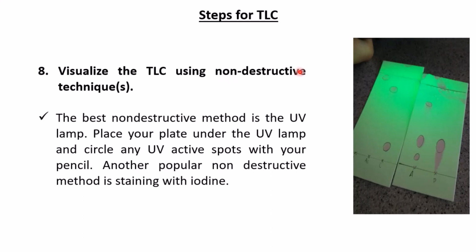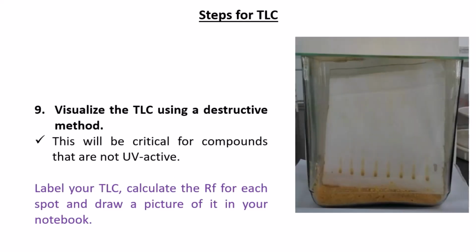So using the UV lamp, or putting your plate under the UV lamp, is a typical example of a non-destructive visualization technique, right? So it helps you identify your spots. So you realize that some of these spots may probably not be visible outside the UV lamp. So you use the UV lamp to help you identify them, and then you circle them before you calculate your RF, right? Then you have the destructive approach.